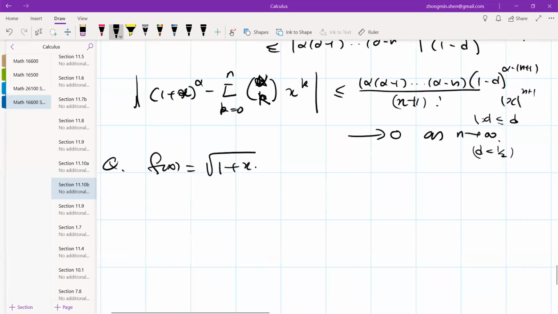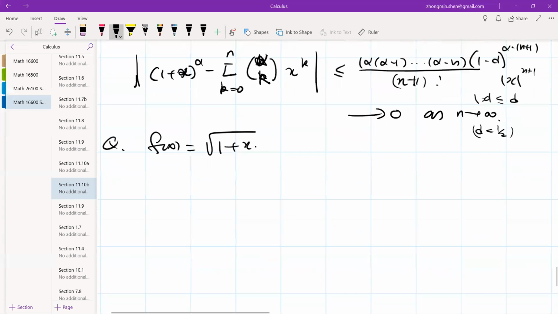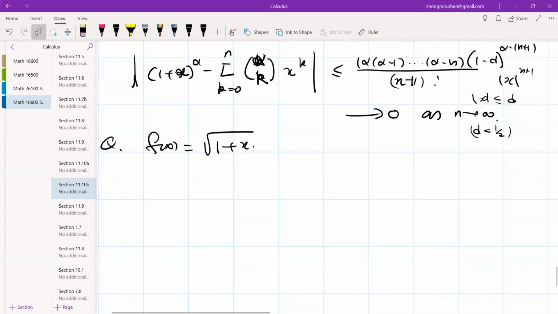Otherwise, no, the book does not give a proof. Otherwise, it's much more difficult to argue. Okay, so we're not going to use that. So let's just find the power series representation for this function using the above formula. So here, alpha equals 1/2.